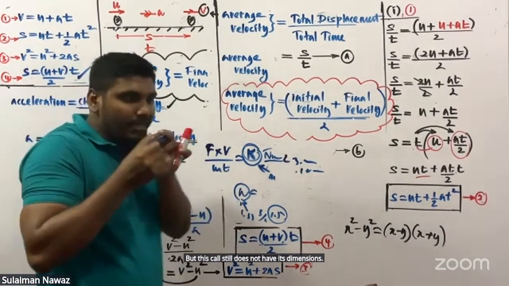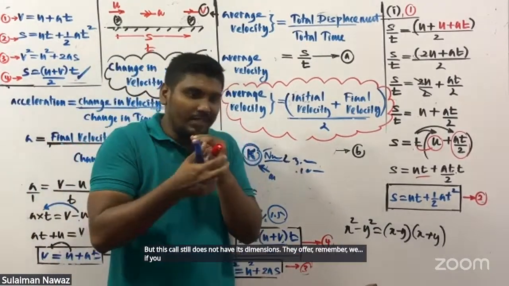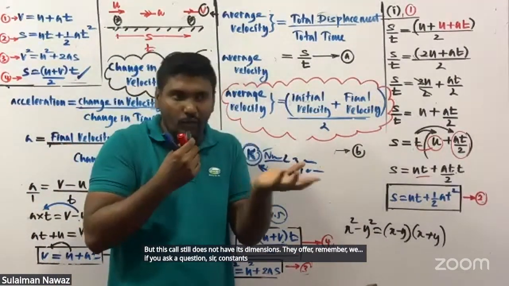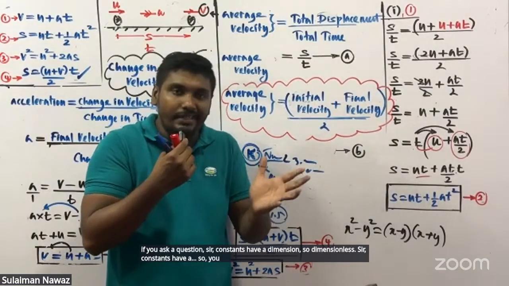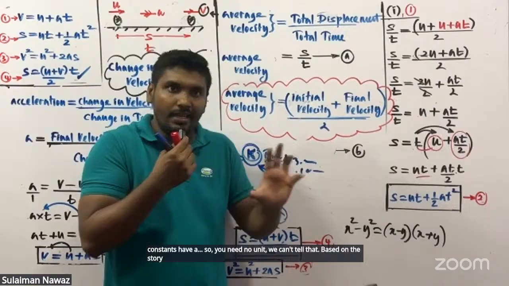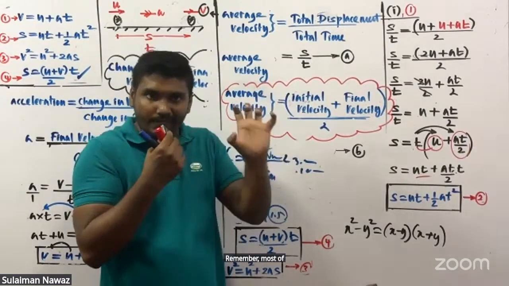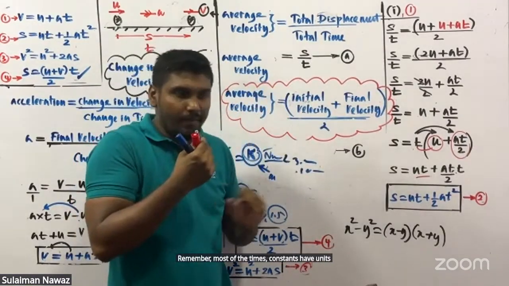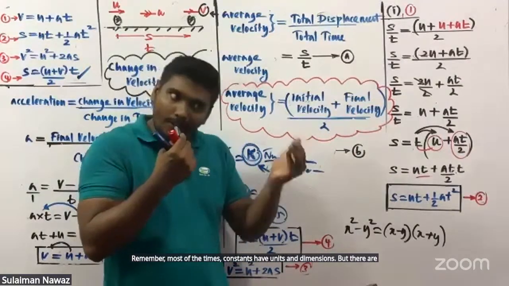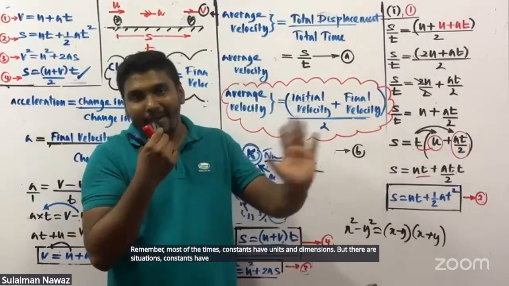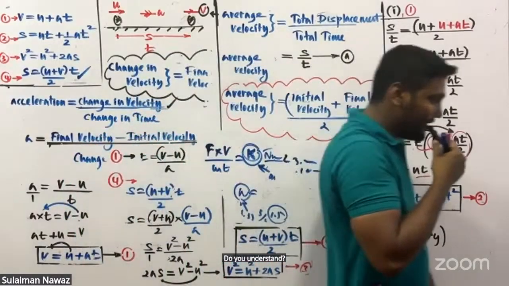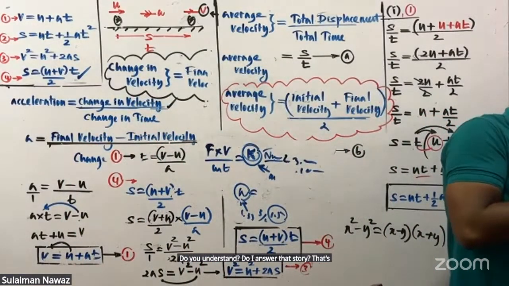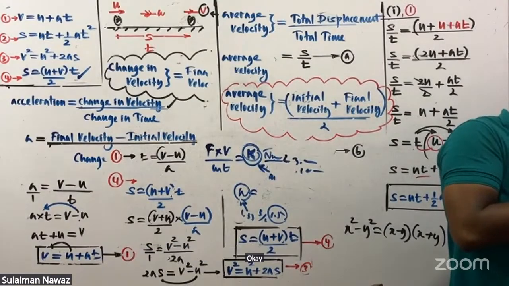Therefore, if you ask, sir, do constants have dimensions or are they dimensionless, constants have a unit or no unit, we can't tell that. Based on the situation, we can tell. Remember, most of the time constants have units and dimensions, but there are situations where constants have no units and no dimensions. Do you understand that story? Do you understand, madam? Okay. Is it okay?